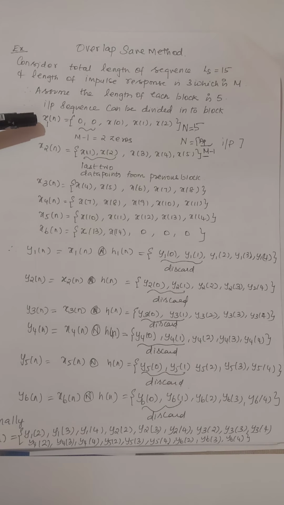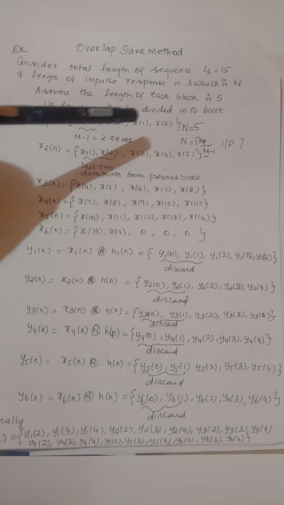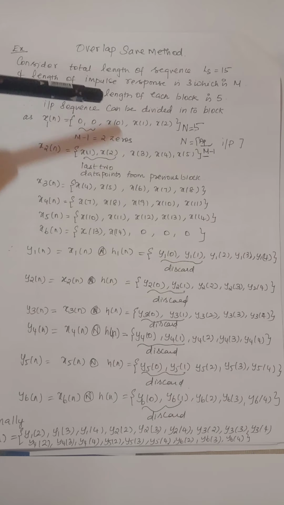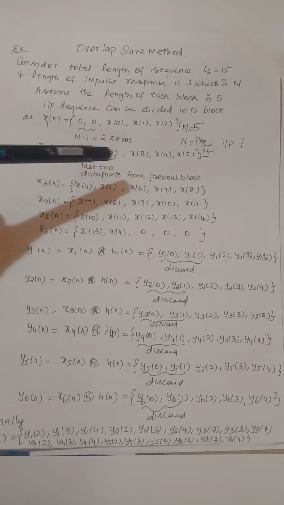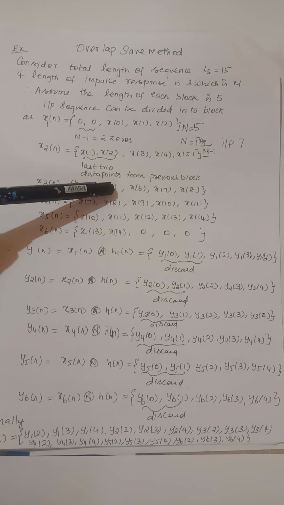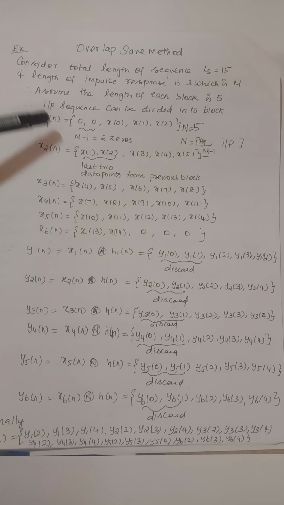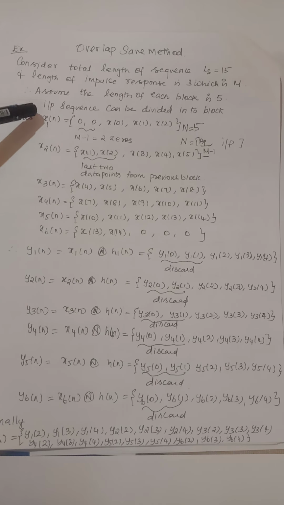Only for the first block in the overlap save method do we need to append zeros. For the remaining blocks, the first two samples should be the last two samples of the previous block. So here I have taken like this, similarly here x4, x5, and so on until you have taken all the inputs in the input sequence. Then finally we need to perform the convolution to obtain the output of the system. In this case, you can use either the DFT procedure or the convolution procedure.